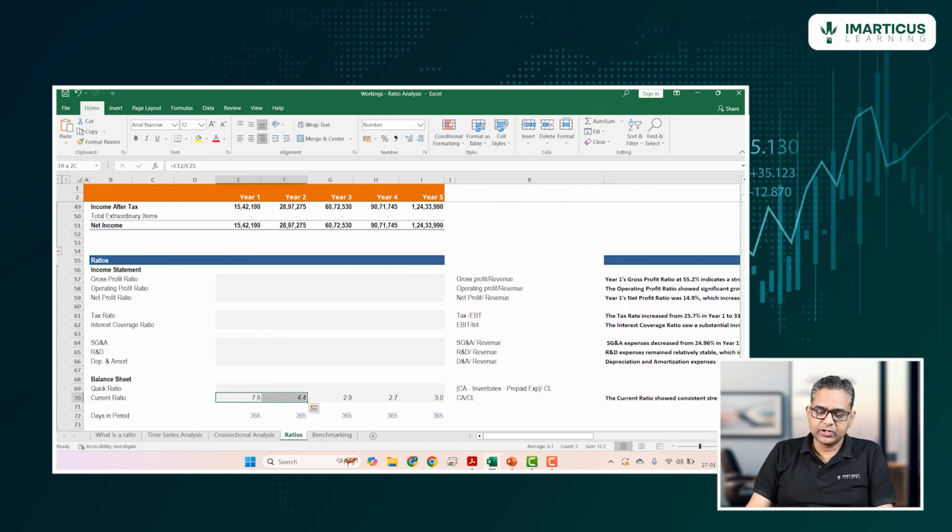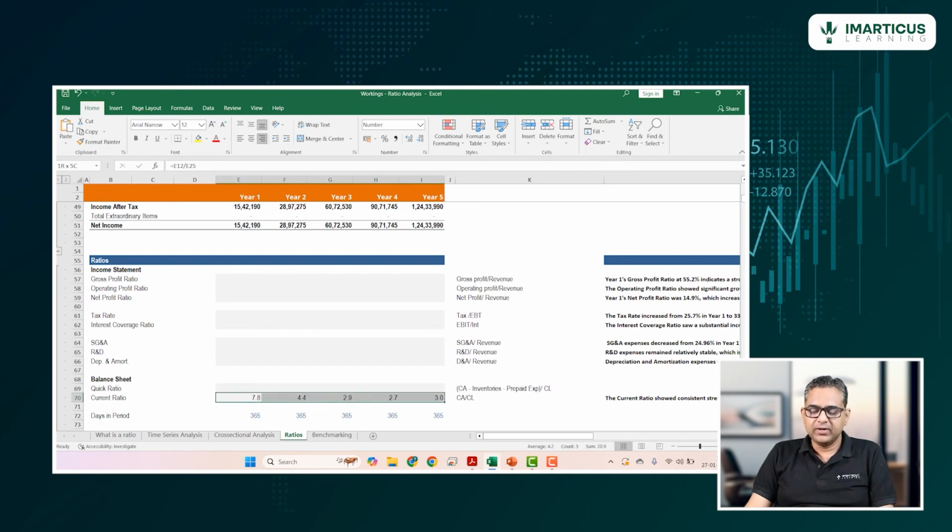Analysis of current ratio data could be that the company has significant ability to pay down its current liabilities using current assets. In fact, we can say that it is much more than what the company may ideally need, right? So if it is closer to 1 or slightly higher than 1, that would be enough. But here we are talking about 7.8, 4.4, 2.9, 2.7 and 3, which is very high.